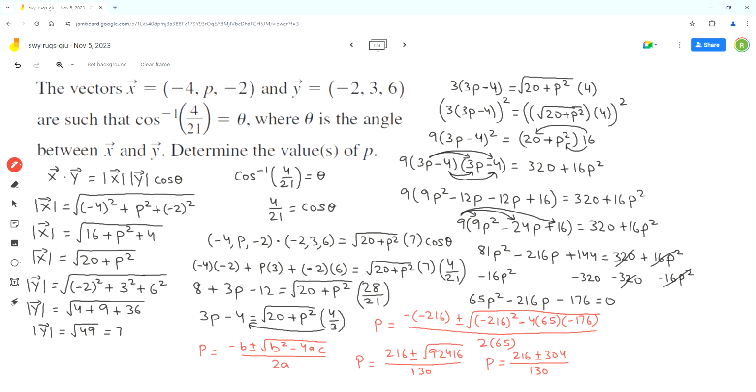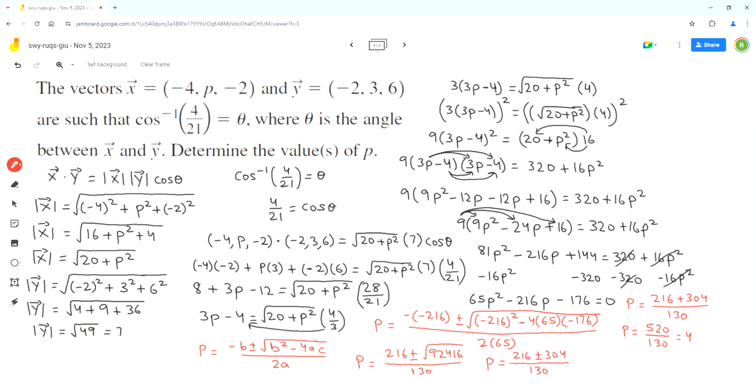So we get two cases. The positive case is... and from this positive case, we get 216 plus 304, which is equal to 520. Which is equal to 4. So that's the first possible value for P.